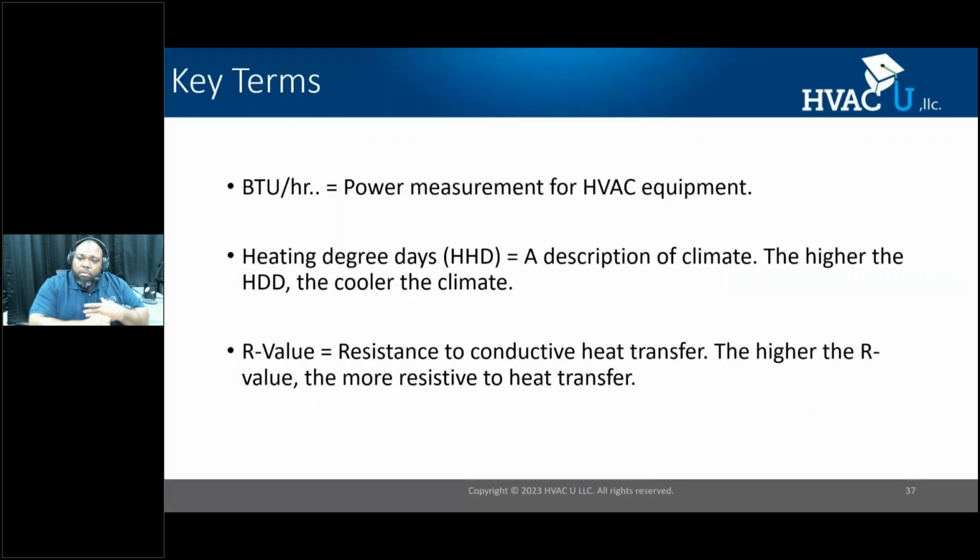All right. As we get into more of our discussion, we need to kind of get some terminology down. All right. First thing we want to talk about, we're going to use the term BTUs per hour. All right. This is the power measurement for HVAC equipment, and that's how we're going to describe heat transmission. All right. When you see heating degree day, we're going to basically use that to describe climate. And then R value we're going to talk about is resistance to conductive heat transfer. Every building product has some type of R value. So when we talk about R value, I want you to think insulation.